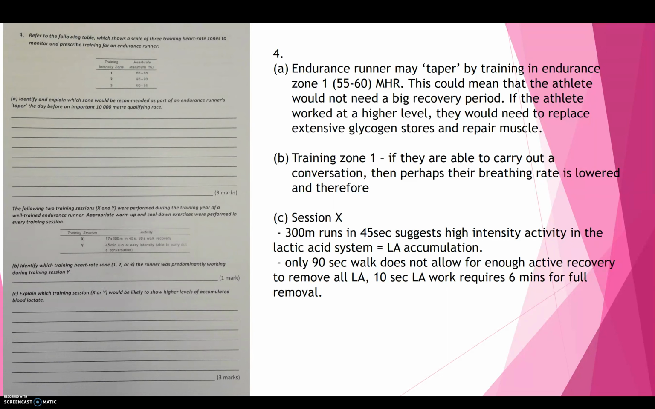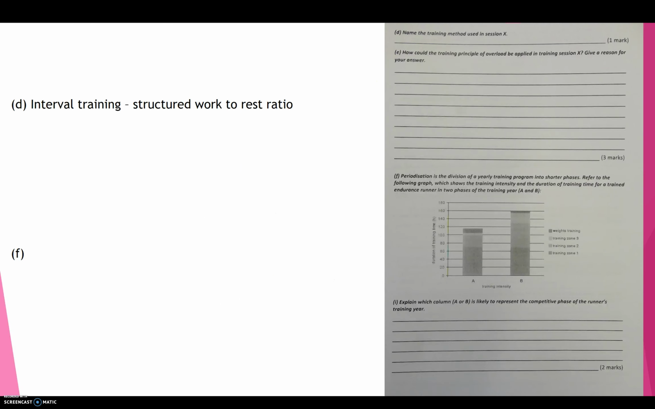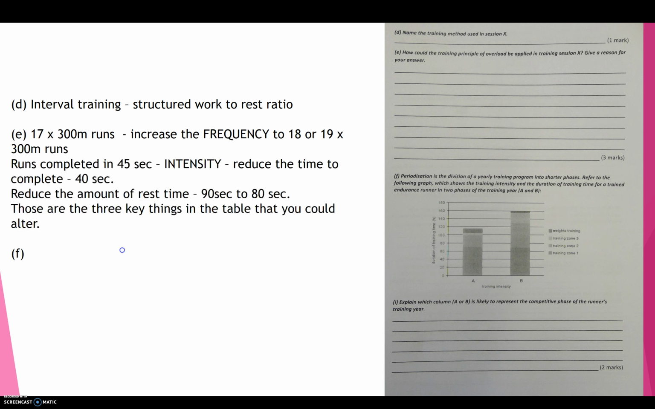Section X, 17 times 300 metres, would be that interval training, structured work to rest ratio. How could the training principle of overload be applied in the training session X? Give an example for your answer, again using data. So it's a very similar question to what we did before.